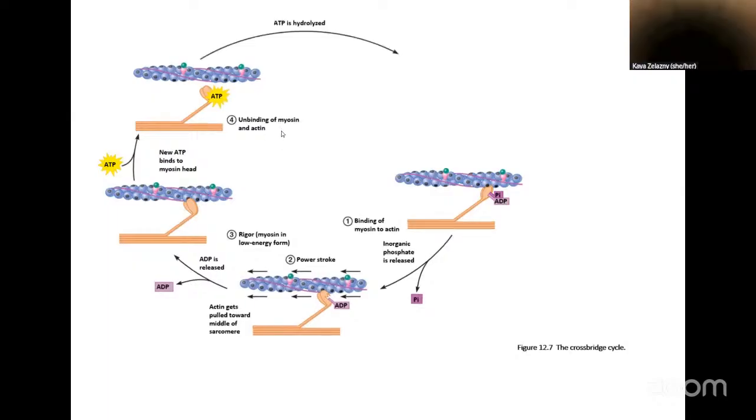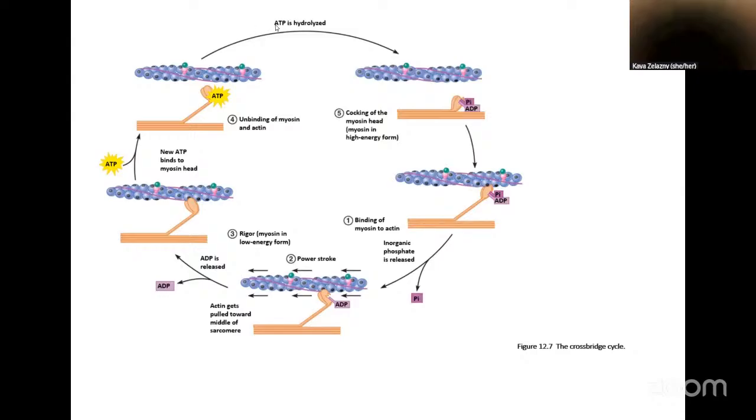So step 5 is we hydrolyze that ATP, hydrolysis, right? We're breaking something apart with water, right? So we break this ATP in half, right? So we break off the phosphate ion, right? And that gives us phosphate and ADP again, just like we saw at the beginning, right? And this cocks that myosin head back into its high energy form.